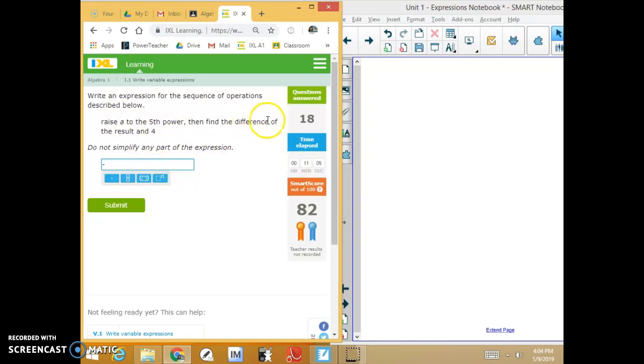The first part of my subtraction, right after the word of, is the result. Well, what's the result talking about? That's talking about a to the fifth power. And 4. So this is my result, a to the fifth power, and difference means I want a to the fifth power and 4.